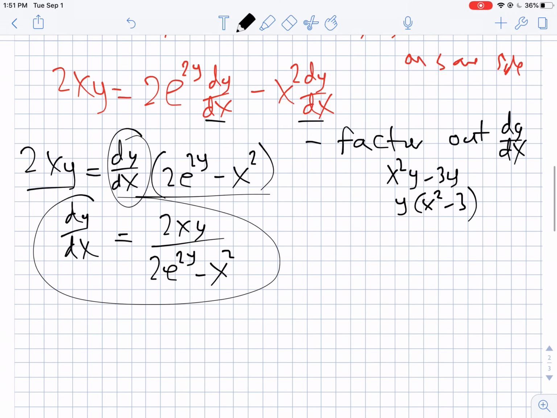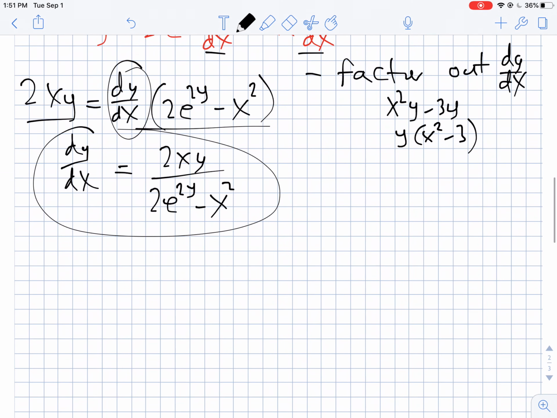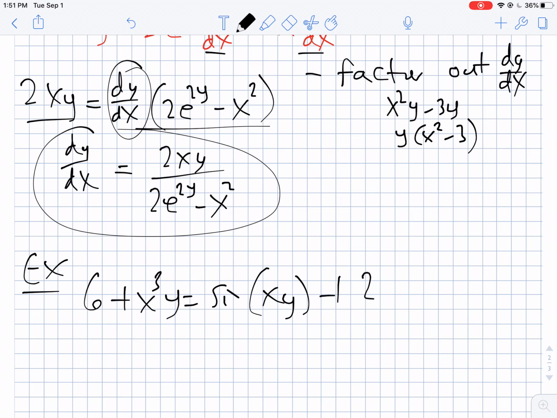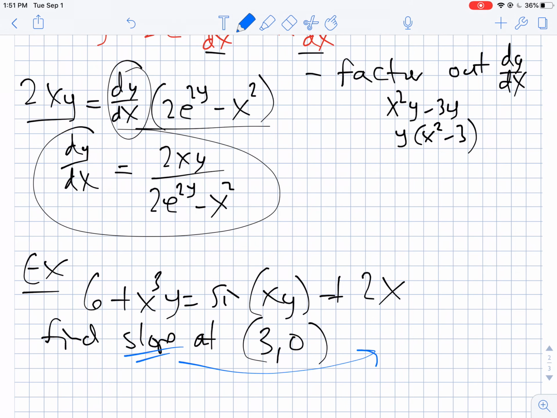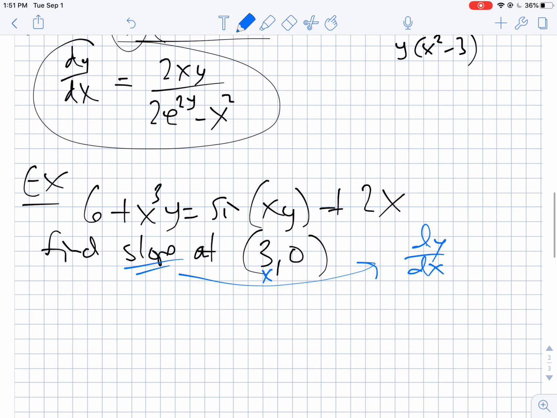Okay, one more thing I wanted to show you, just kind of a nice little shortcut. So if I tell you, for instance, that 6 plus x cubed y equals sine of x times y plus 2x, and our goal in this problem is to find the slope at the point (3, 0). Okay, and of course, hopefully you read this, you see, oh, slope, they're asking me to find dy dx. So we have a point here, we have an actual x and a y.